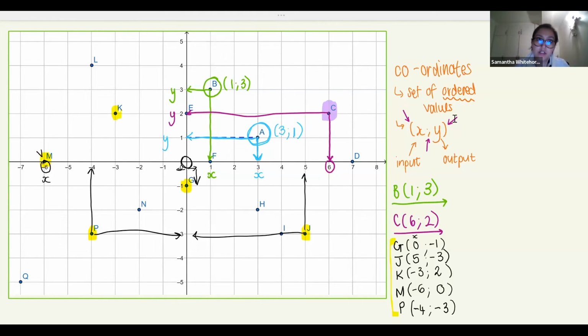Okay, so any questions, you're welcome to raise your hand. Otherwise, you're taking screenshots. And remember, guys, we haven't done all of the coordinates. So from your screenshot, you can now go and practice reading of coordinates for the ones we didn't do, like L, N, Q, H, I, etc.